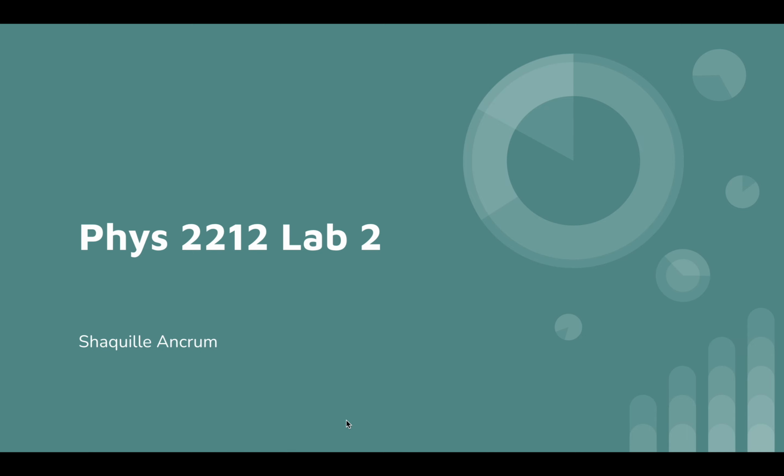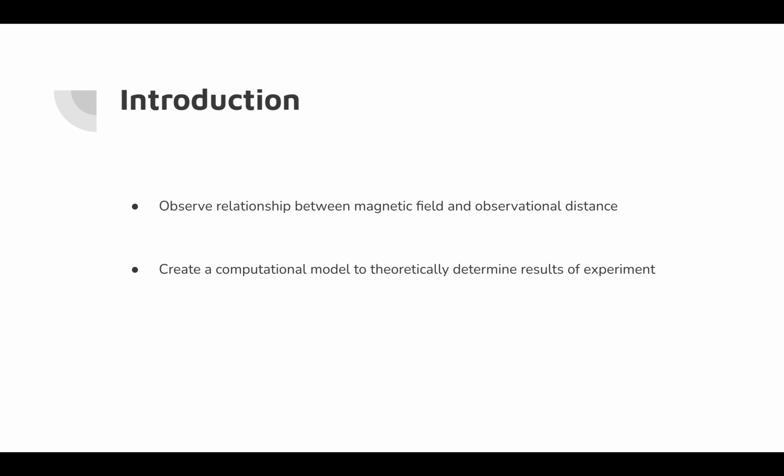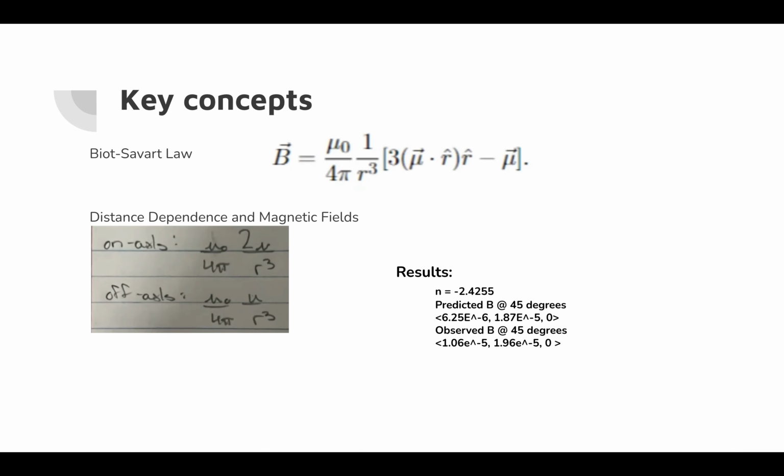Hi, I'm Kill Ankrum, and this is Physics Lab 2. In this lab, we're going to be observing the relationship between the magnetic fields and observational distance. And we're going to do this by creating both a computational model to theoretically determine the results, and then also an observational model where we actually carry out the experiment.